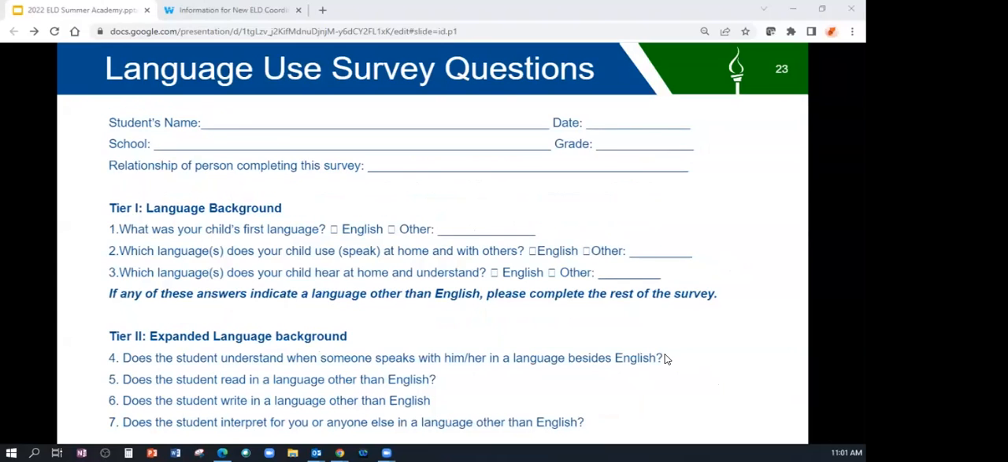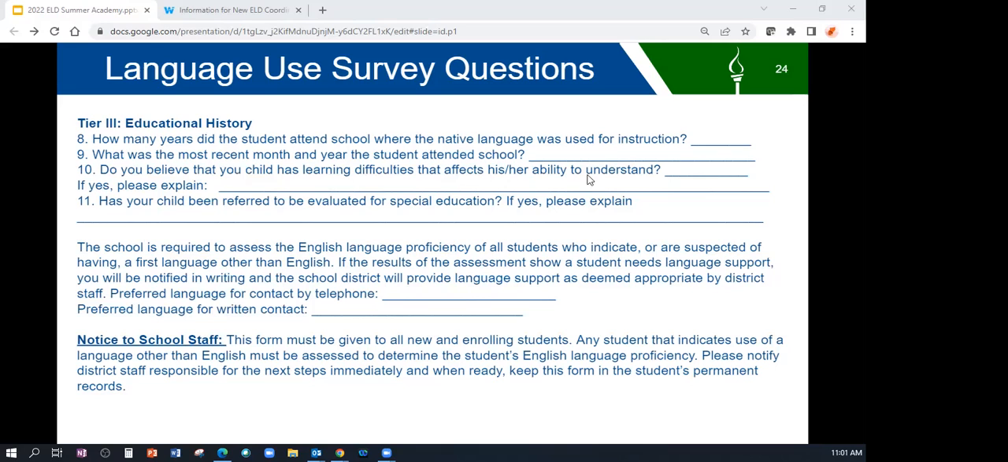All right. So again, there are our first three questions. If any of those three questions indicated a language other than English, then you'd continue on with the rest of the questions. And it gets a little more into their language background. So it gives you some idea of what education they've had to this point, what training with English, if any, and then what schooling they've had, to give you a better idea of where the students are.